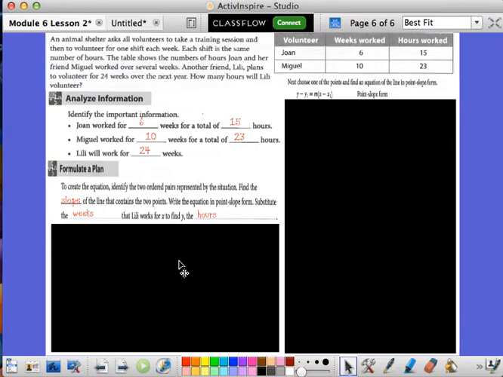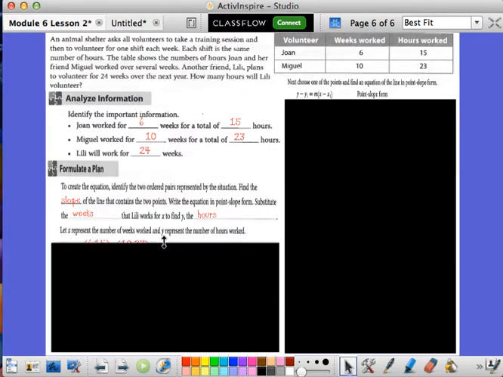Okay, so I'm going to find the slope. After I find the slope, I'm going to write out my equation, and I'm going to substitute the weeks for my x, so I'm going to put the number of weeks in for x so I can find out the number of hours for y.